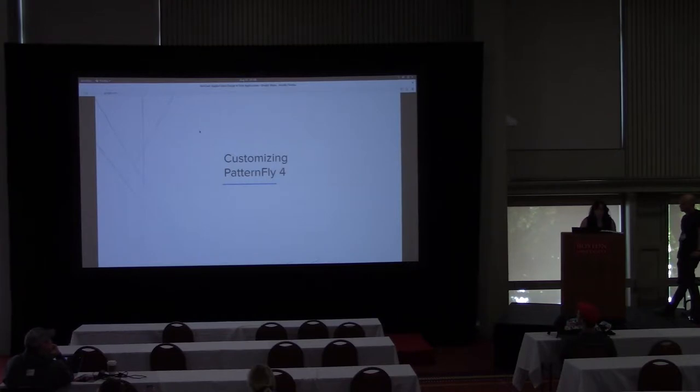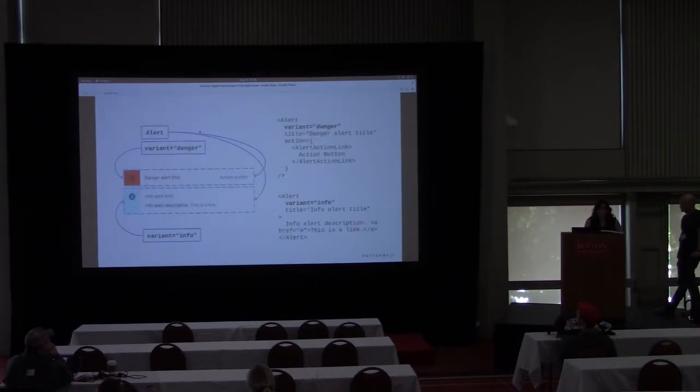It's easy to customize PatternFly 4 for your application as well. For example, here you can see two different alerts, and they're very different. One is red and has a danger icon, and the other one's going to be blue and used more for informational messages. This is going to be controlled simply with one prop, variant, and you can use it for all different types of alerts in the PatternFly library.